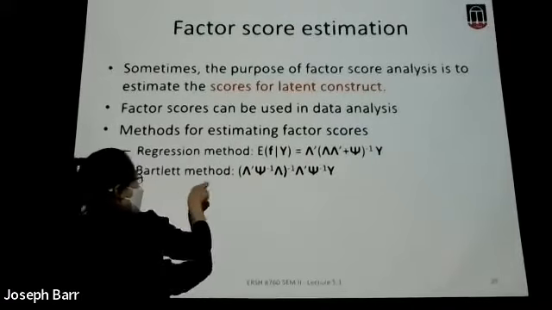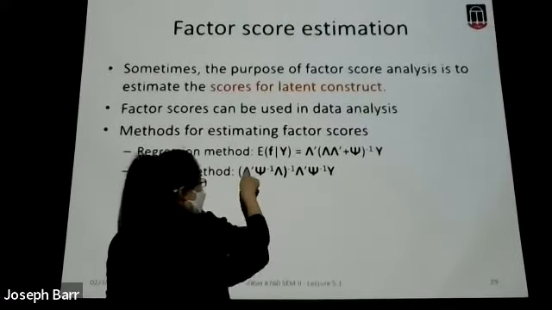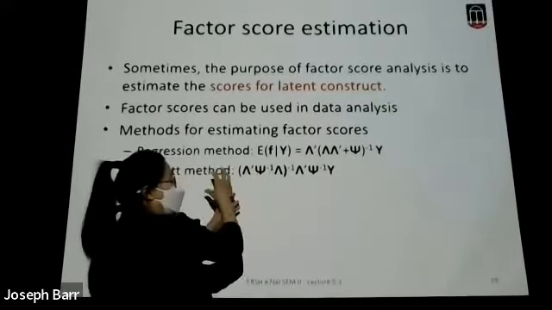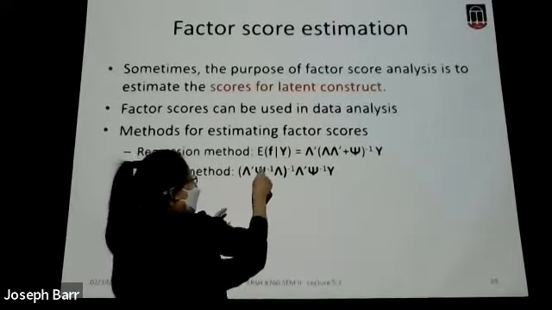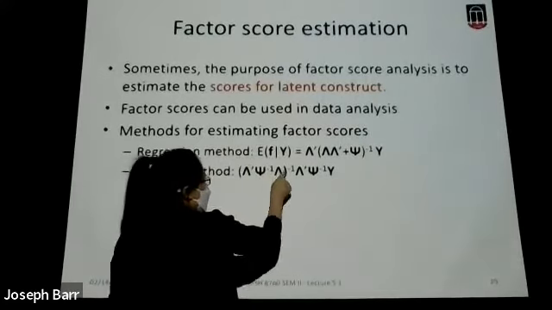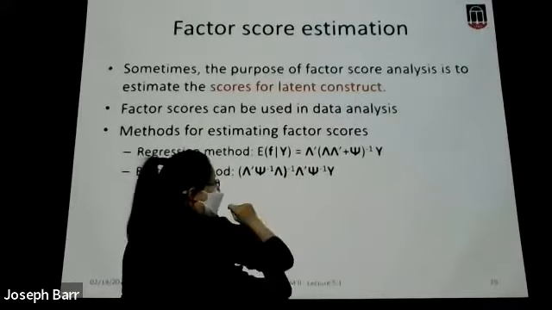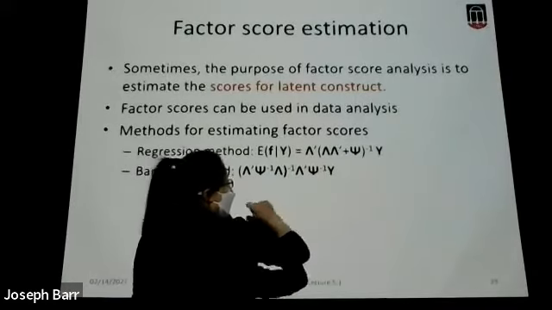You can also use the Bartlett method. The transpose of lambda, inverse of psi, all of these again are obtained from the previous estimation. It's the inverse of the product of the transpose of lambda, inverse of psi, and lambda, times the transpose of lambda, inverse of psi, times y, which is n times 1.